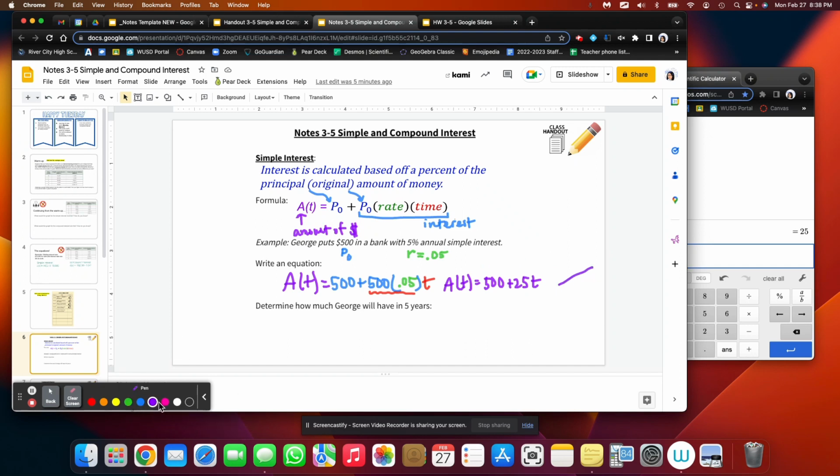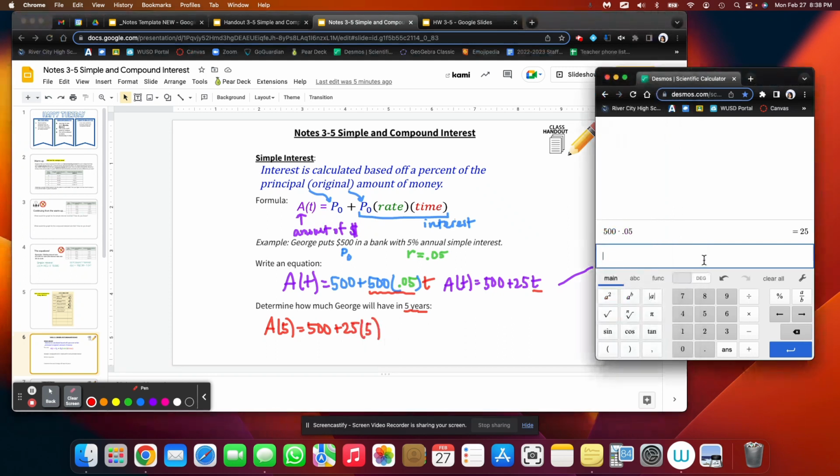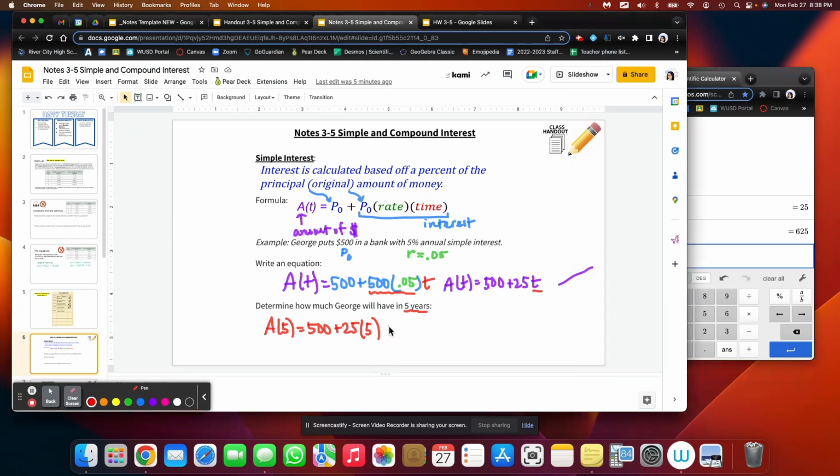So now the second part says, determine how much George will have in 5 years. So basically it's saying take 5, and we're going to plug that in for t here. So A of 5, so after 5 years, we're going to do 500 plus 25 times 5. So after 5 years, George has $625 in his account.